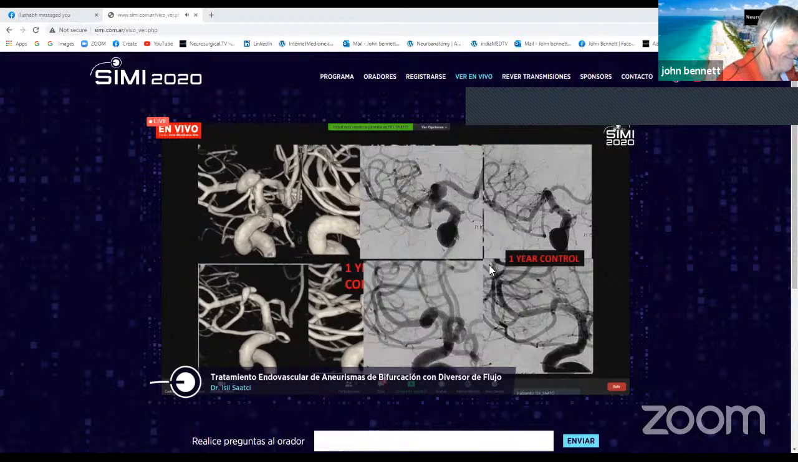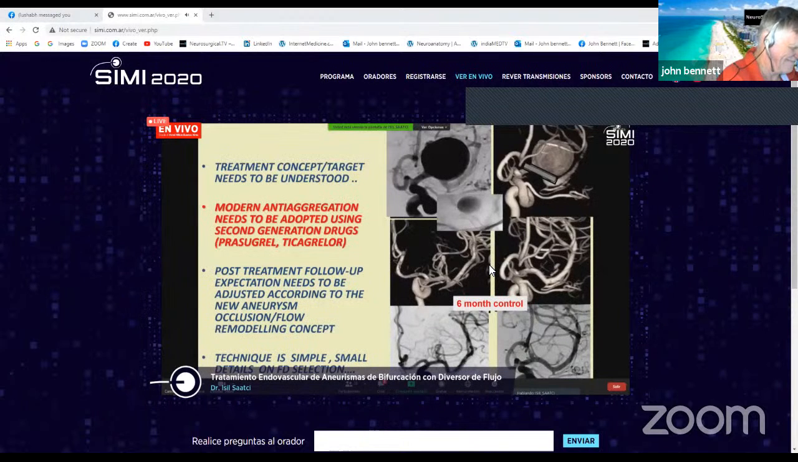The second issue I would like to stress on is the anti-aggregation. It is very, very important for the bifurcation aneurysms. In such a big MCA aneurysm, while it is being reconstructed with the flow change of the flow diverter treatment, it is very important to keep safe from the thromboembolic event. And we can only rely on the newer generation drugs, that's to say prasugrel and ticagrelor, for that purpose.